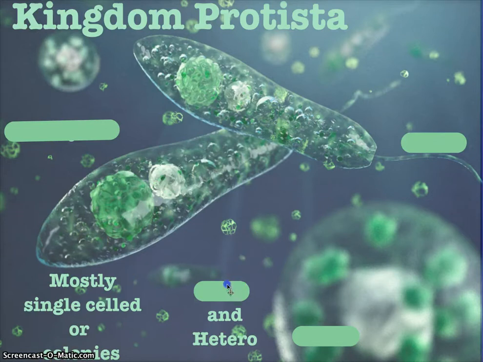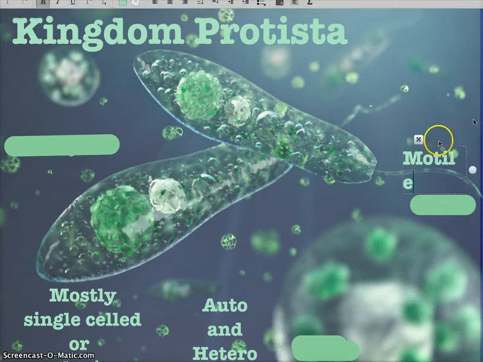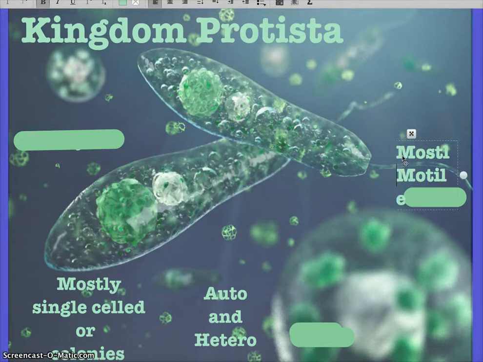Autotroph and heterotroph. So they feed both ways. They make their own food and they consume. Yes. They can move. Now, some can't. Remember we said we're going to get into it, so let's change this to mostly motile, right? Because some protists actually cannot move. I'll show you some examples of that. What else?